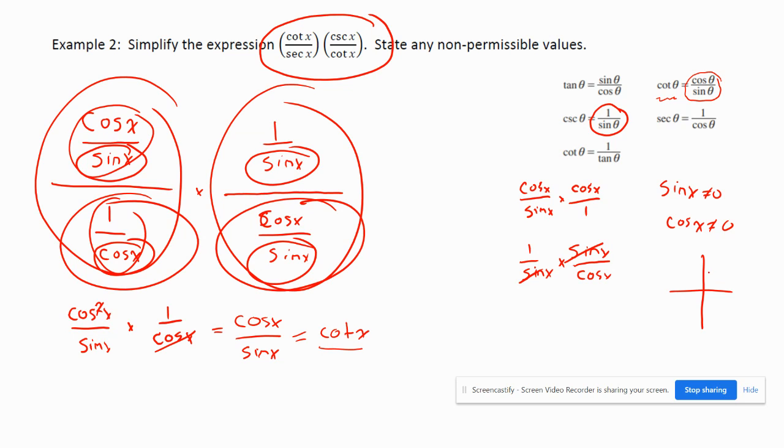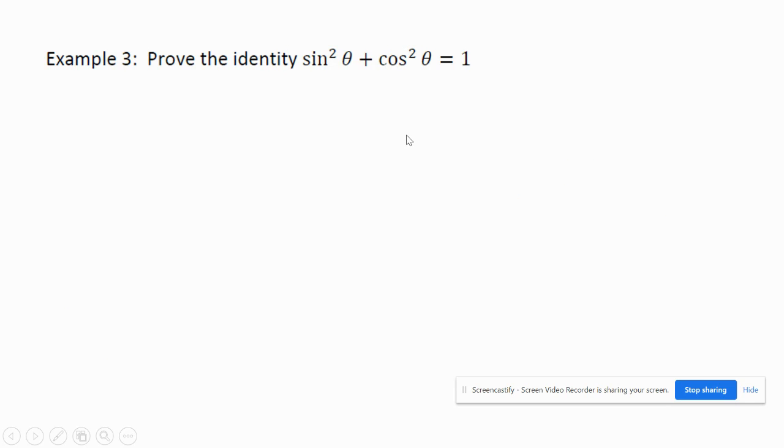And that happens on the axes here, here, here, and here. So this is like 0, pi over 2, pi, 3 pi over 2, and so forth. So our non-permissible values are going to be x cannot equal pi over 2 n, where n is an integer. That's how we state all of our non-permissible values.